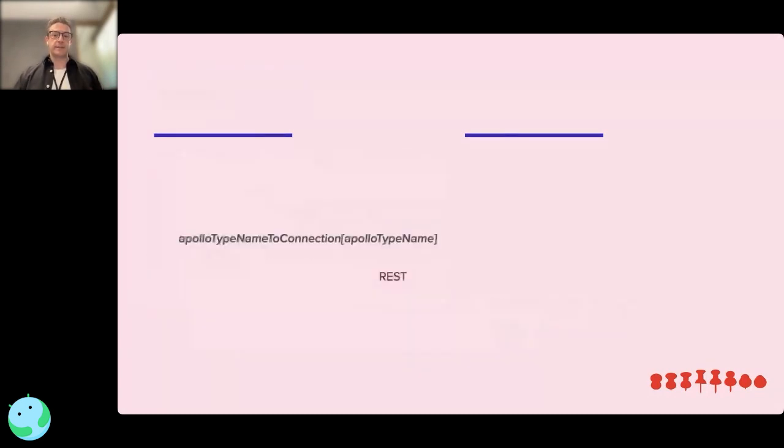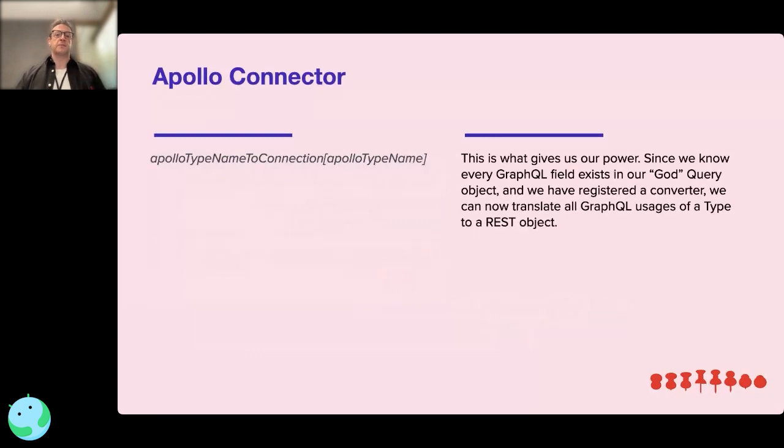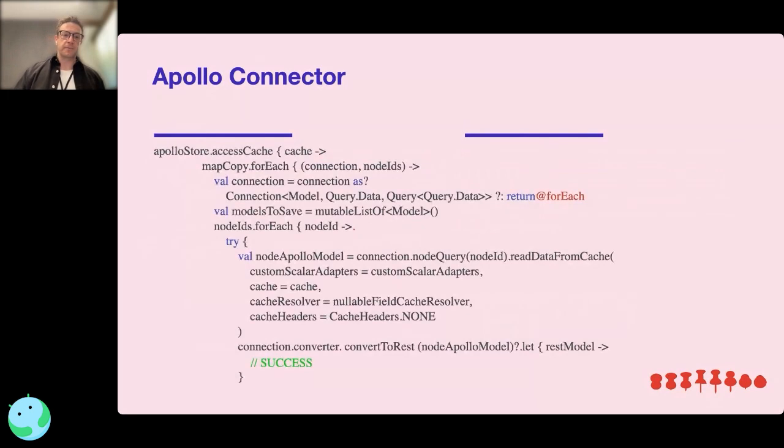So in practice, again, this is basically what gives us a superpower. We're looking at the type name, finding the object converter, and then using that to map between the God query and the REST object, and the REST object and the God query. And so we're going to pull from that cache, normalize it, and then convert to REST. And so once we convert to REST, we have the successful continuation that I listed just for fun.